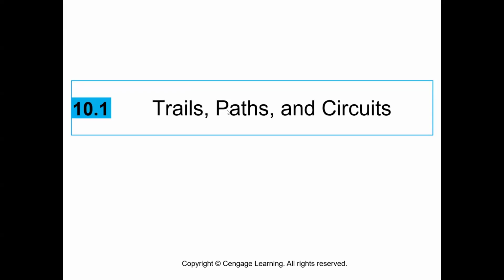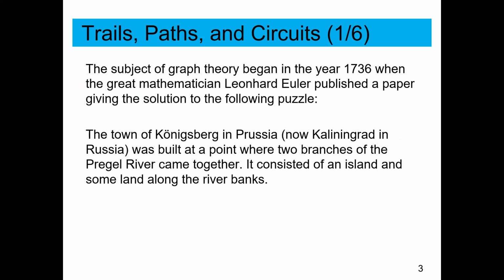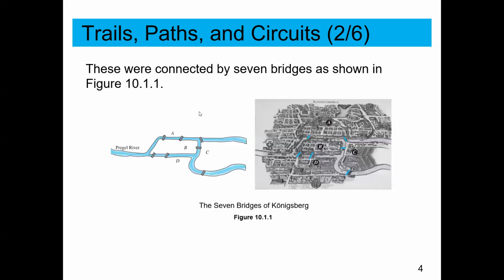First, we're going to talk about what are called trails, paths, and circuits. These sound very, very similar, and they actually are similar. However, they have different concepts. They go back to what people say is the origin of graph theory, which was something that Euler came up with when he was looking at the town of Königsberg in Prussia. And Königsberg is very famous because of what's called the seven bridges.